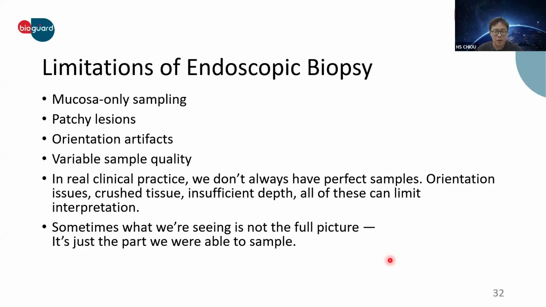We also need to remember the limitations of endoscopic biopsy. Endoscopic samples only include the superficial mucosa. So if there is transmural disease or deeper infiltration, we may miss it. IBD lesions can also be patchy, so sampling error can lead to underestimation. In the study, poor quality samples were excluded to maintain reliability. But in real clinical practice, we don't always have perfect samples. Orientation issues, crushed tissue, insufficient depth, all of these can limit interpretation.